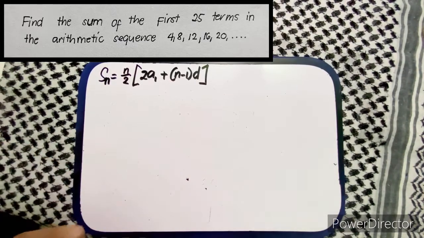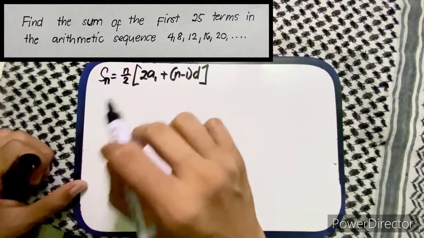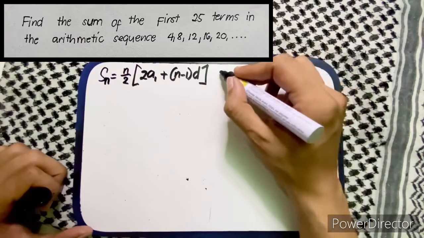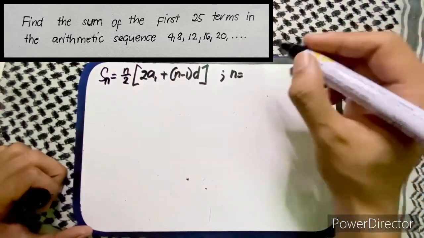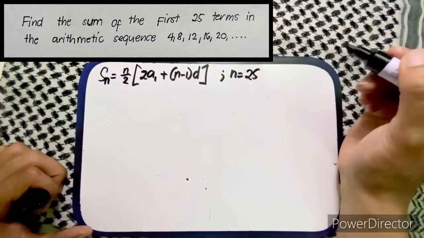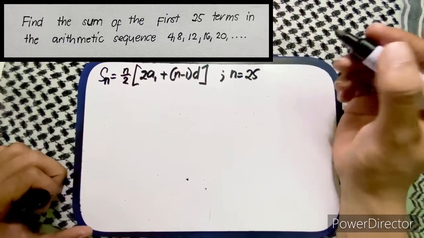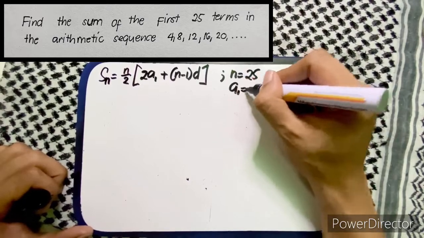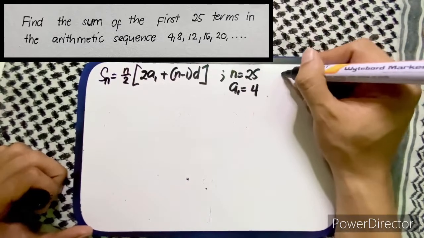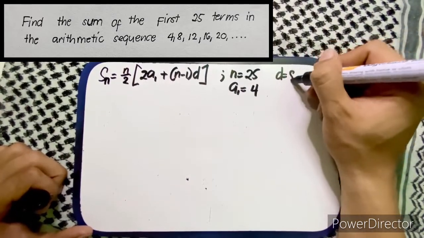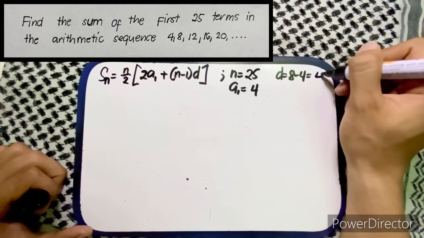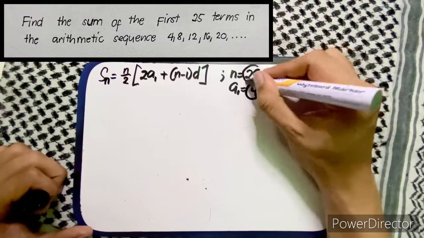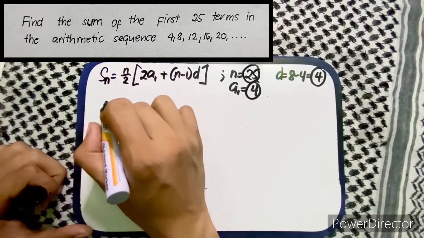First, identify our variables. n is 25 because we need to find the sum of the 25 terms. Then we have our a sub 1, which is 4, and the common difference is obtained by subtracting 8 minus 4, so the common difference is 4. So we have these three values. Substitute all the values.